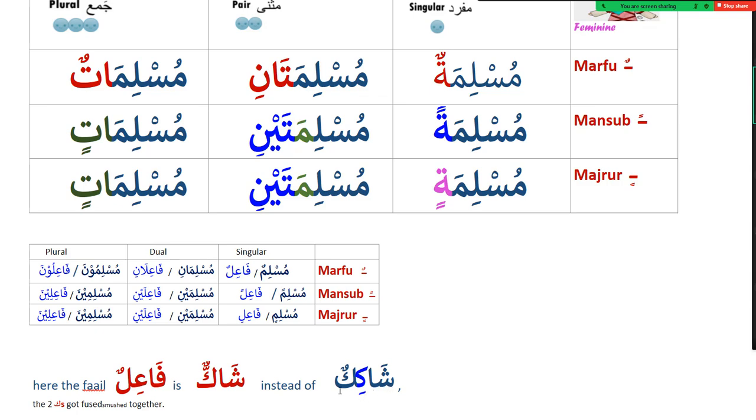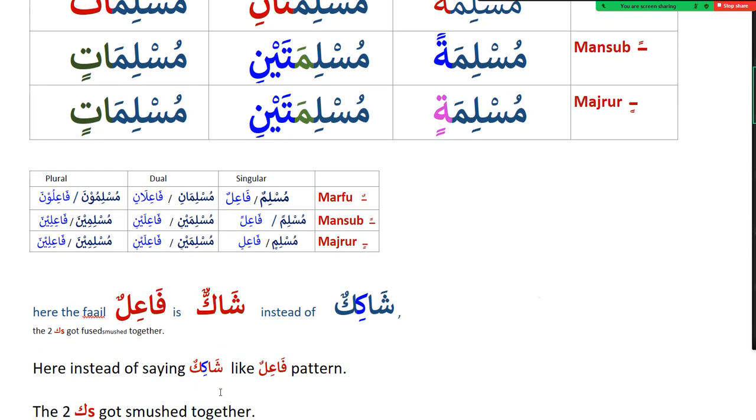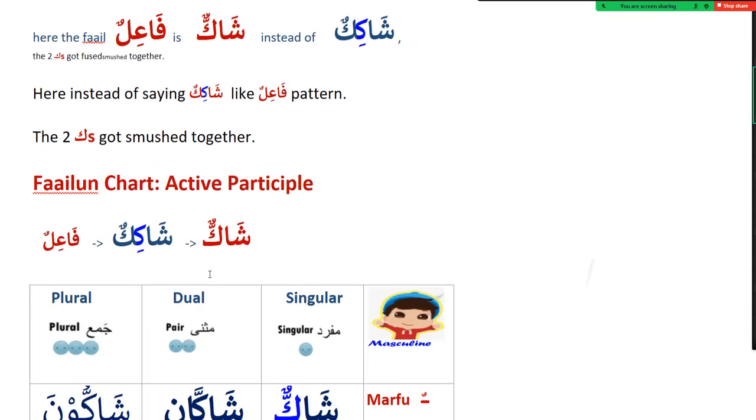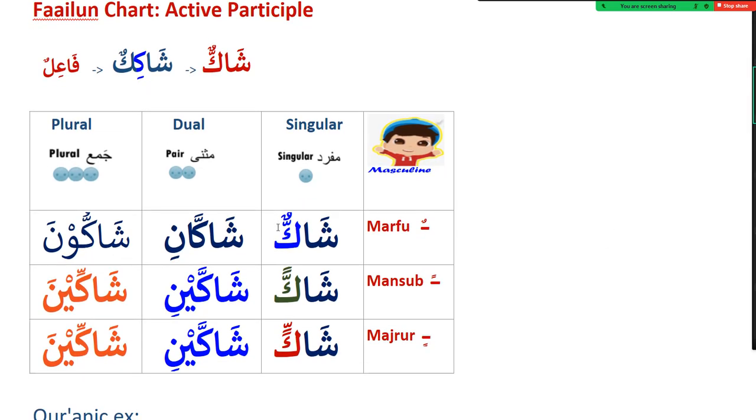But since it is an irregular verb and two kafs are coming next to each other, they get fused together and it becomes shakun. So instead of saying shakikun, like the fa'ilun pattern, the two kafs fuse together and it becomes shakun, and it follows the Muslimun chart: shakun, shakan, shakin, shakani, shakaini, shakuna, shakina. If I take examples, you'll understand.